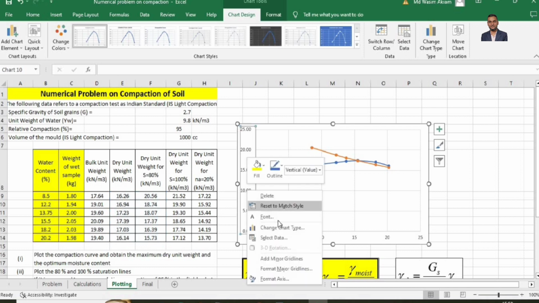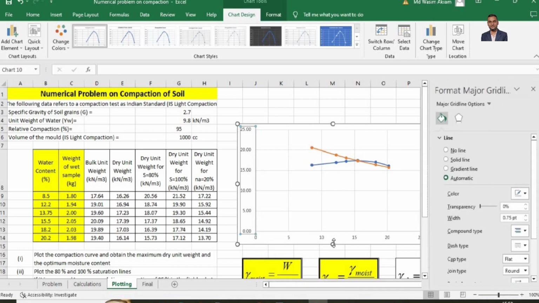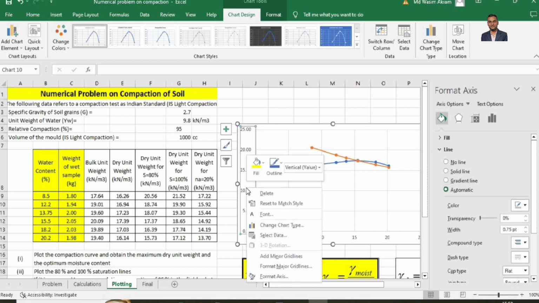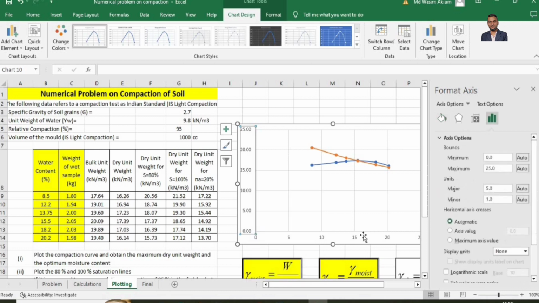So just you can see how these graphs are formed. Here the graph looks a little different. We just have to format or set the minimum and maximum of the axis. So we will format the axis and adjust the minimum and maximum. The graph will be okay.